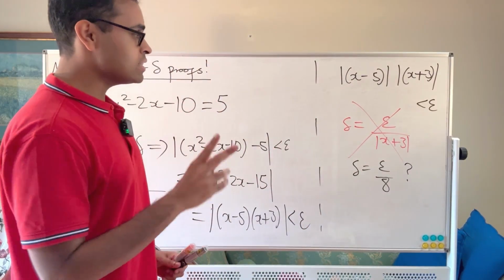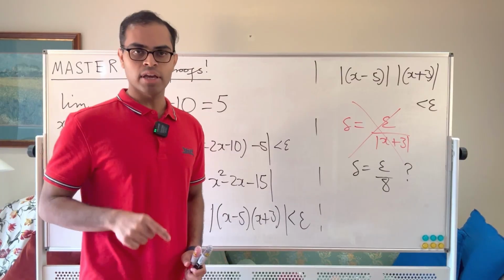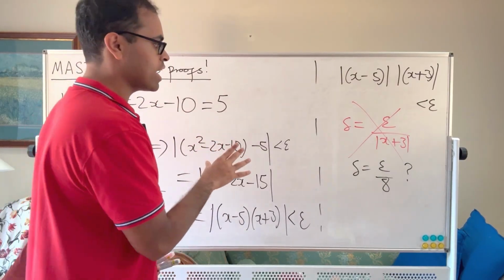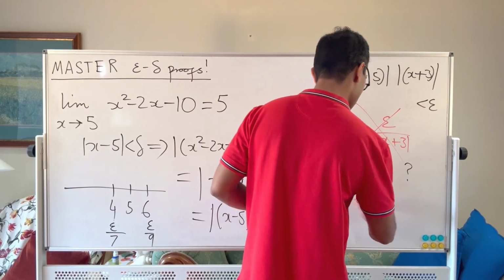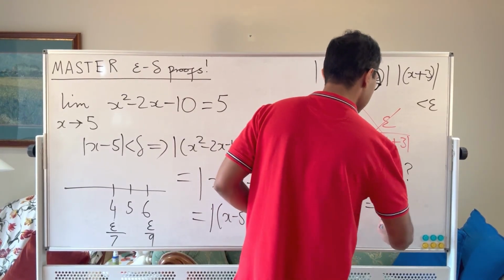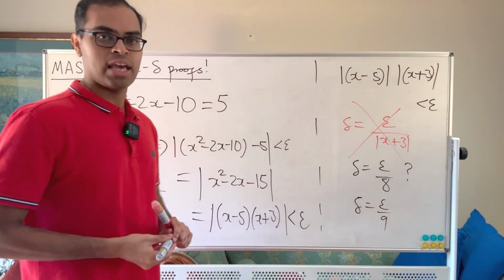So I hope that makes sense, but I'm actually going to write the proof now. Okay, so you're going to see it in action, which hopefully will clarify things. We're not going to take epsilon over 8. We're going to take delta equals epsilon over 9. And you're going to see this work in action, okay, when you write out the epsilon-delta proof.